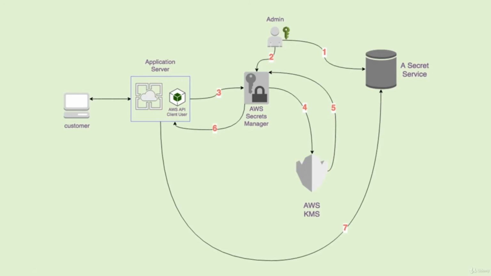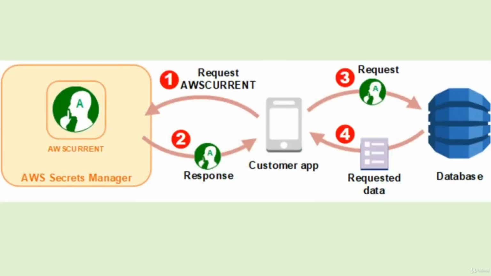Here you have a customer and an application server having the API client user. You could store the secrets in Secrets Manager, which could be controlled by the admin via the secrets service. Secrets Manager will authenticate these secrets with the key management system and reflect back to the AWS API client. It is simple. You request the current password. It will request it from the database. The database will generate the requested data and the response goes from Secrets Manager to the custom app.